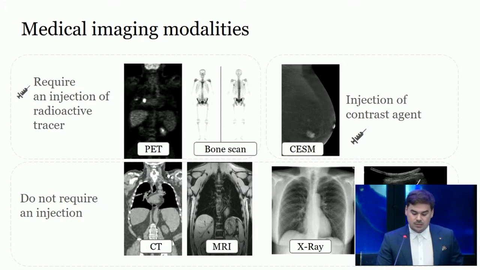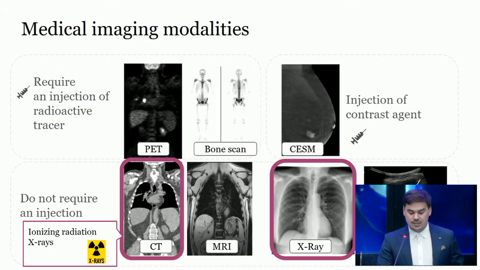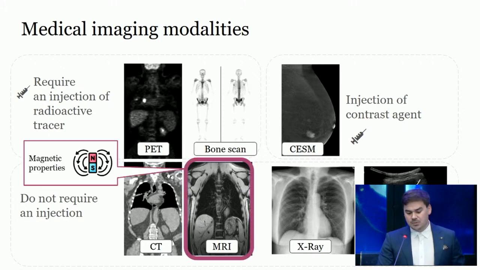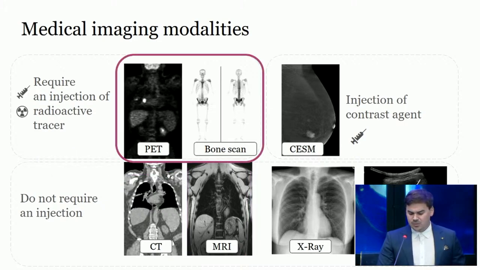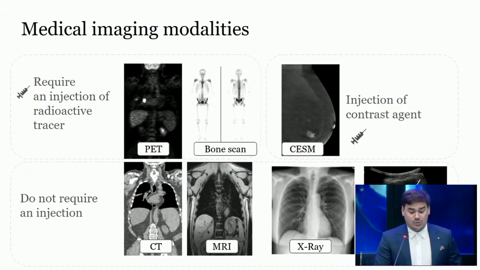Some modalities like X-ray or CT are better, for example, for visualizing bones, and others provide more contrast in visualizing soft tissues, like MRI, or can visualize functional changes in the body. These modalities differ by the way we obtain the image. Modalities like X-ray and CT are based on the use of electromagnetic radiation. MRI acquisition, for example, uses magnetic properties of our bodies in order to produce the image. And other modalities like PET or bone scintigraphy scan require an injection of a tiny amount of radioactive substance to visualize the metabolic activity.